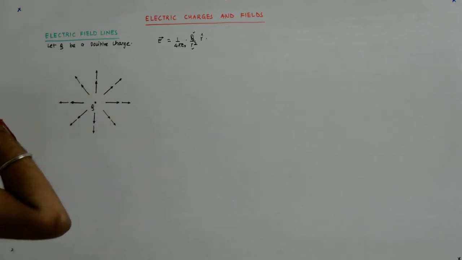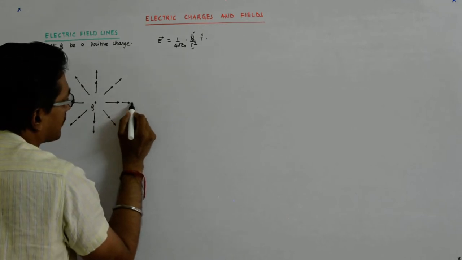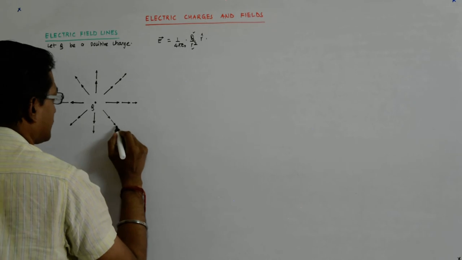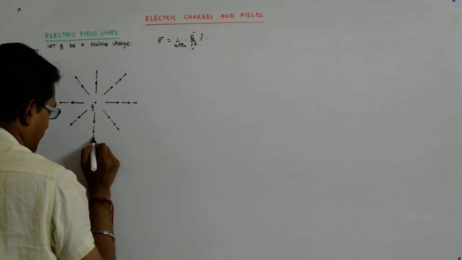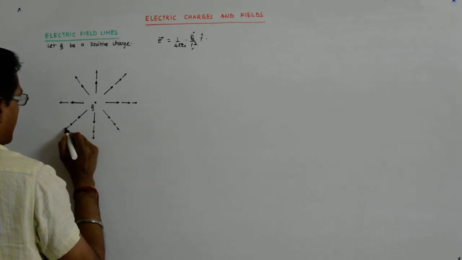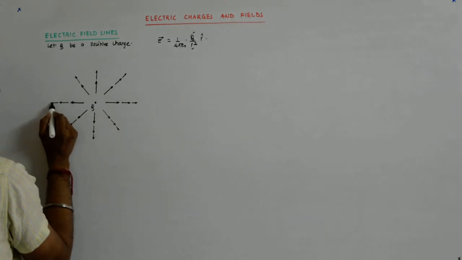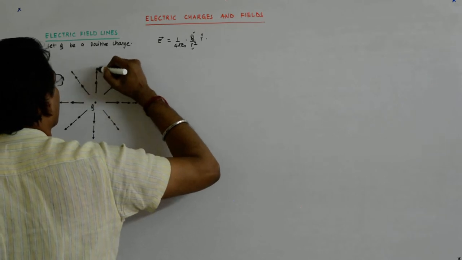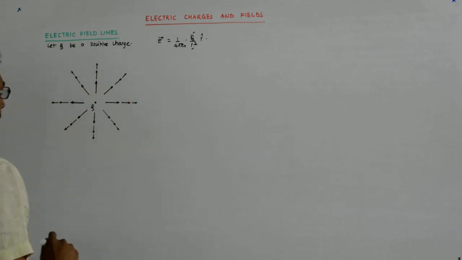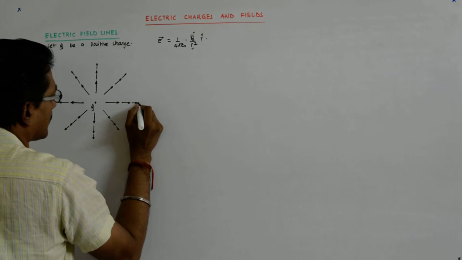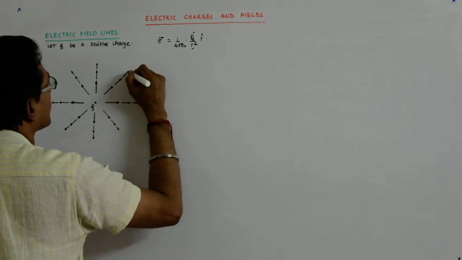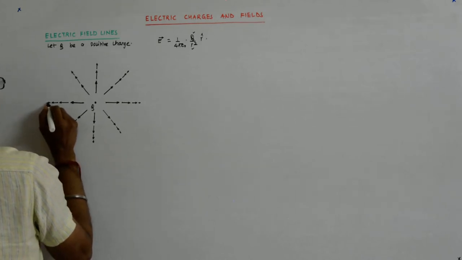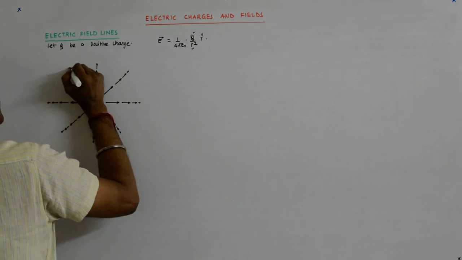Same distance, same magnitude. Now we move ahead. So say here. Here the vector will become smaller. Same with this, equidistant. Same here. Same here, right? If I move ahead, maybe smaller still. But equal in length because these vectors are equidistant.